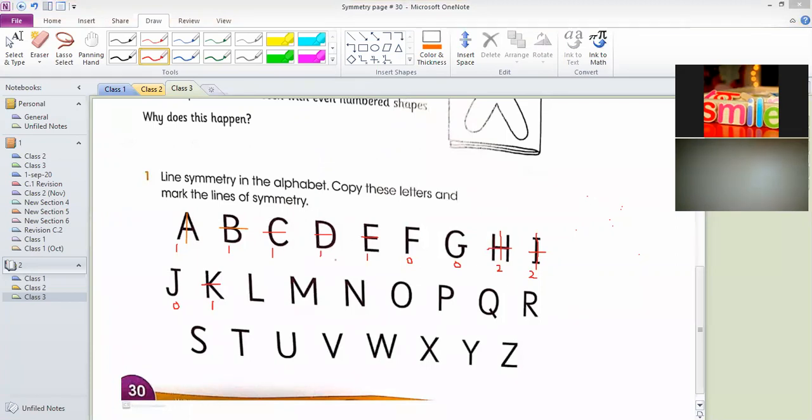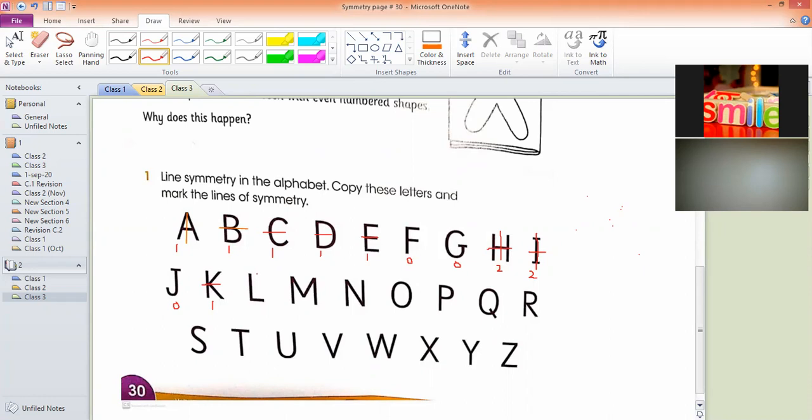Why does L not have a line of symmetry? Look at this. If you draw a horizontal line of symmetry here, you can see this part is different from this part. If there were a line like this on the top, then there could be a symmetry. But you can see there is no line up there, and that's why L does not have horizontal symmetry.